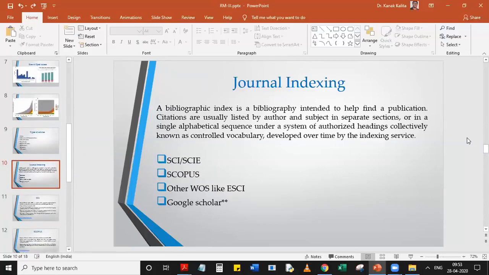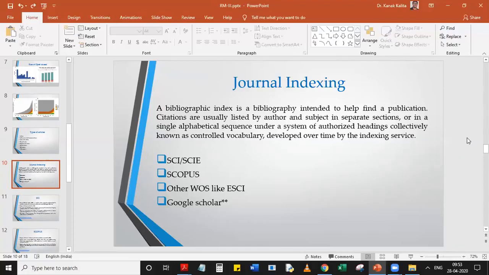We come to the term of journal indexing. This is perhaps the most important term when you choose a particular journal where you want to publish. Generally, journal indexing is also sometimes called the bibliographic index. Bibliography basically means the collection of references, the collection of different kinds of references. So a bibliographic index is intended to help to find a publication.